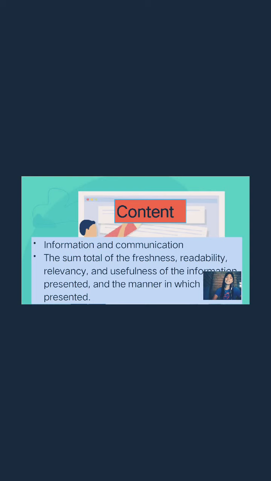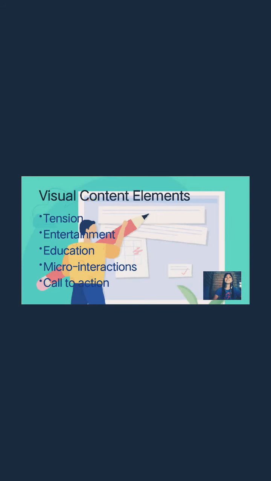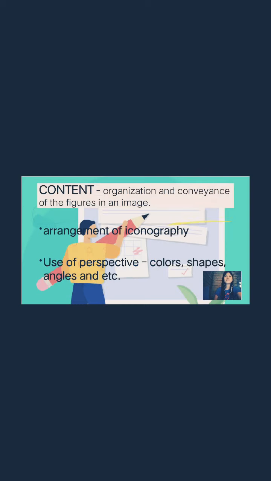which it is presented. Visual content is composed of five elements, and these are attention, entertainment, education, micro interactions, and calls to action. These visual content elements ensure that even the seemingly small and discrete aspects, such as the movement of objects and the page's dynamic adaptations, provide a good experience for the viewers. Content involves an organization and conveyance of the figures in an image.